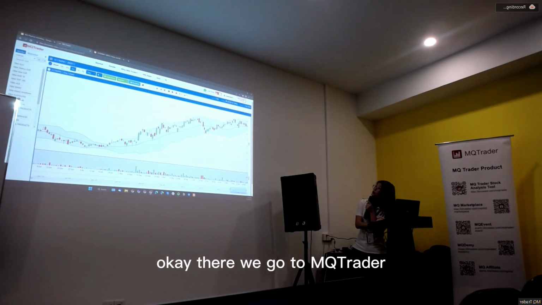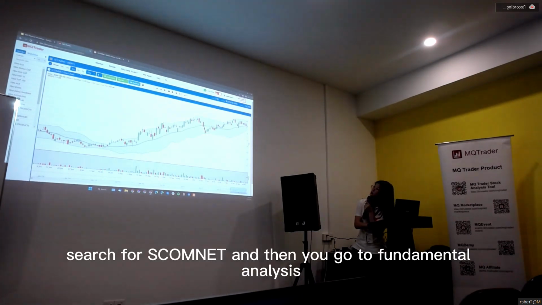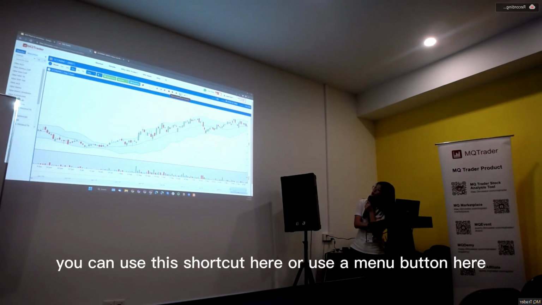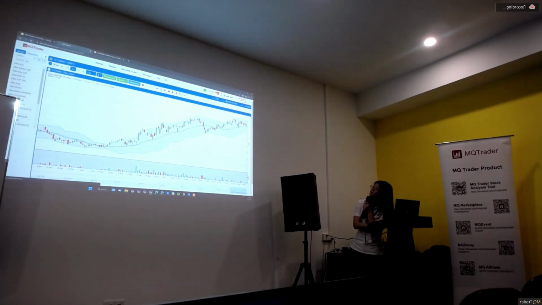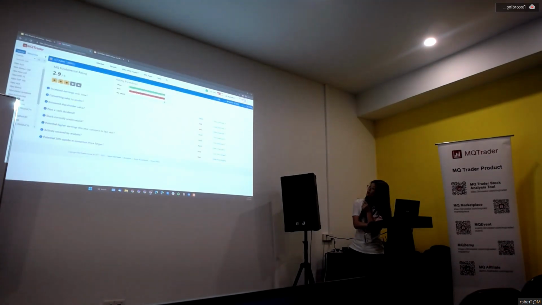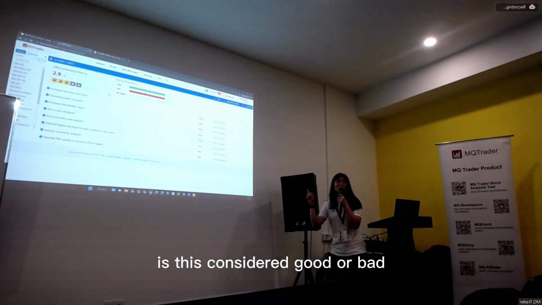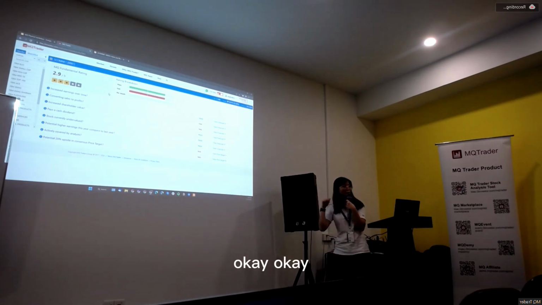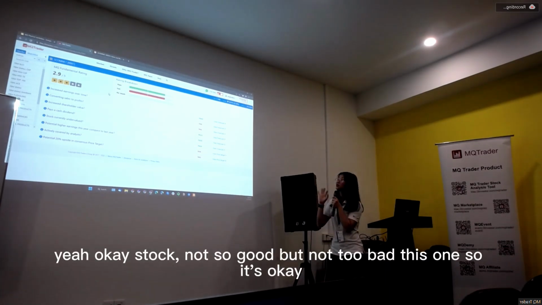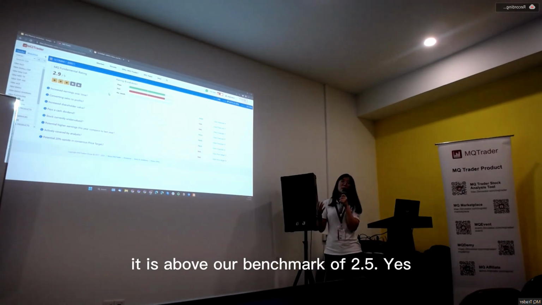Okay, then we go to MQ Trader. Search for StormNet, and then you go to fundamental analysis. You can use this shortcut here or use the menu button here. Then you can search for it. So do you remember our benchmark? Is this considered good or bad? Okay, stop. Not so good, but not too bad as well. So it's okay. It is above our benchmark of 2.5.